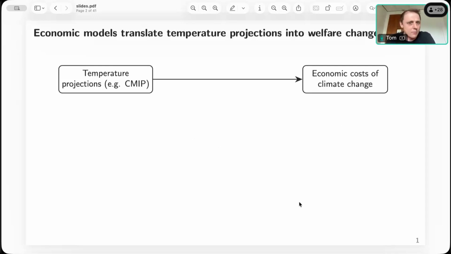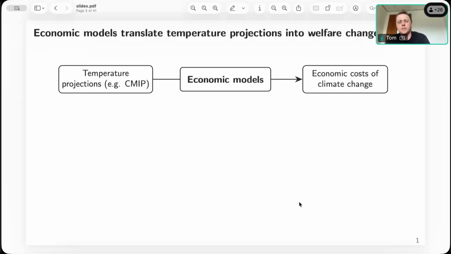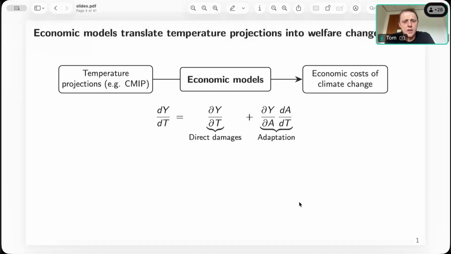And usually when people do this, they have some kind of economic model. And economic models, you can think of them as being made up of two components. So if we think of the total damages from a change in temperature on the left-hand side, we can think about breaking that down into the direct damages that are caused by a change in temperature, and also changes in the way people behave, so adaptation. Maybe trade and migration patterns could change.